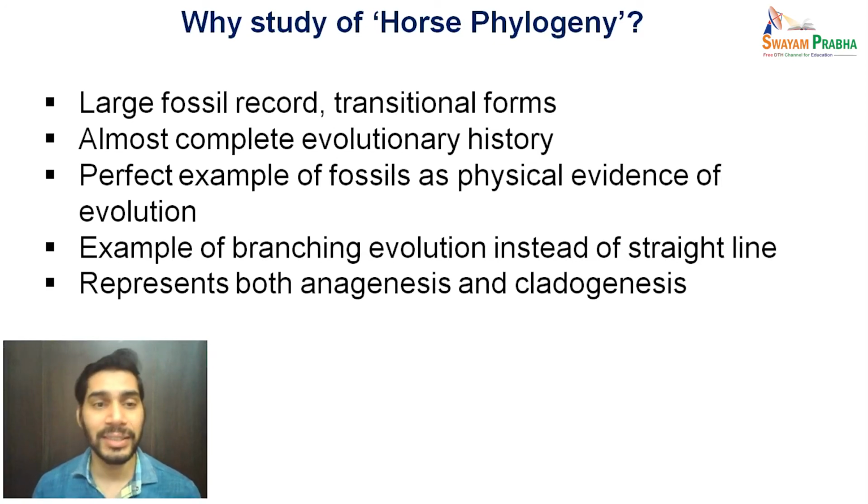Now, besides this, it represents an example of branching evolution instead of a straight line. There can be two modes. One is A getting transformed to B, B changing to C, and C changing to D in a linear way. The other form can be A changing to B, C, and D, and so on. So it represents both anagenesis, a straight-line kind of thing, and a branching offshoot, that is cladogenesis, form of evolution. So it is not just proving the evidence of evolution, but it helps us to understand various phenomena of evolution as well. That is the reason we are particularly studying horse phylogeny.